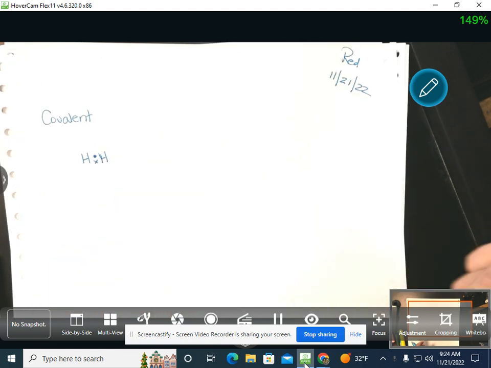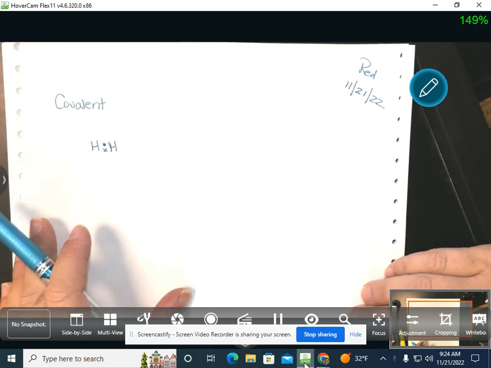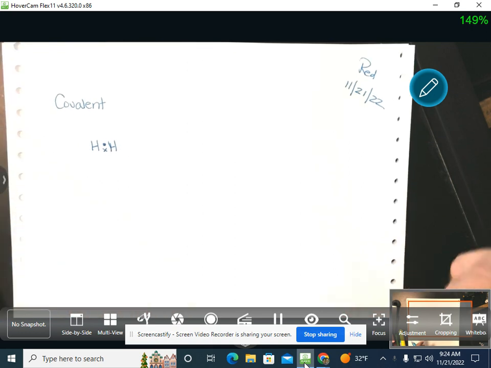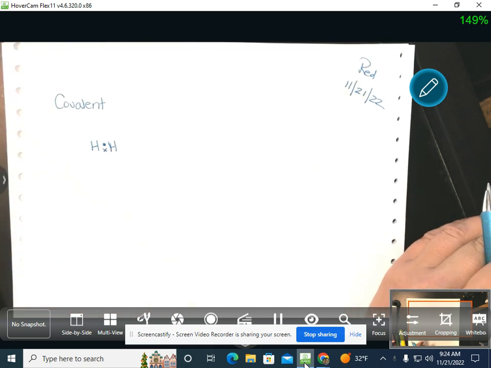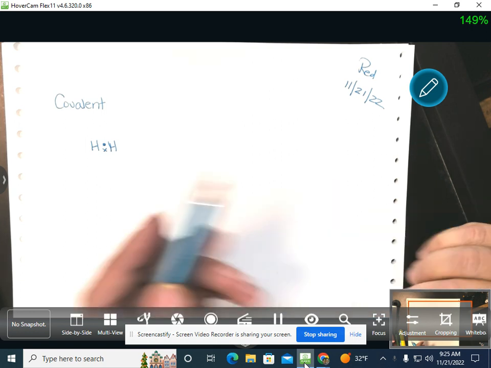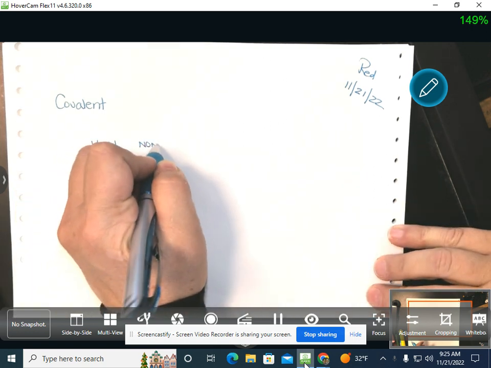All right, so we've got this. How many electrons are being shared? Are they being shared equally or unequally? They are being shared equally. What kind of bond is this? Is it polar covalent or non-polar covalent? Non-polar covalent.